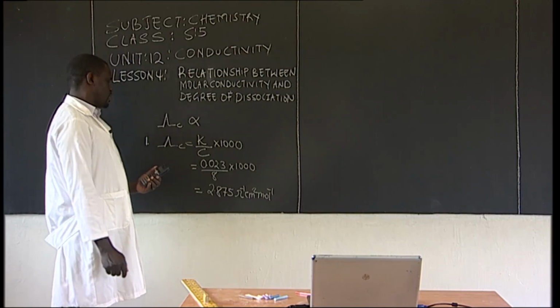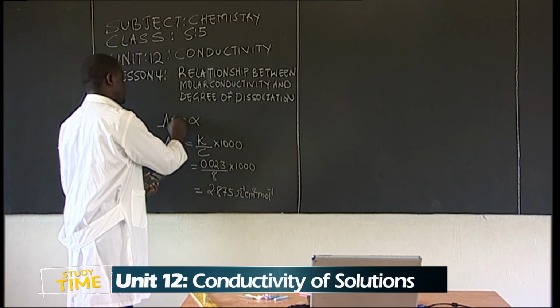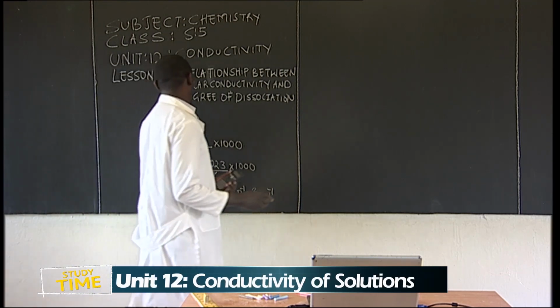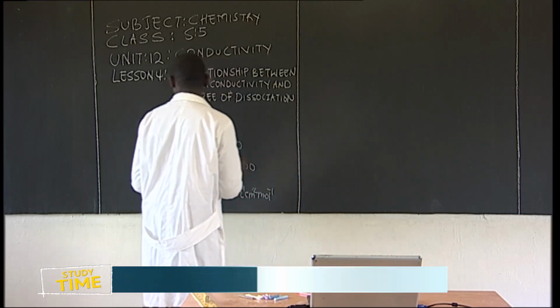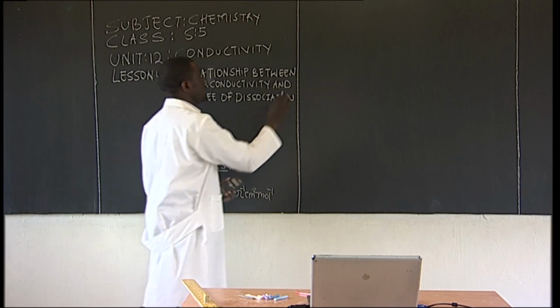Then now we go to the degree of dissociation, using this relationship. We can call this part A. It's being organized. Then part B.